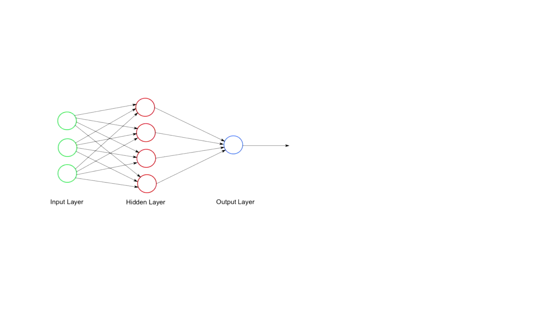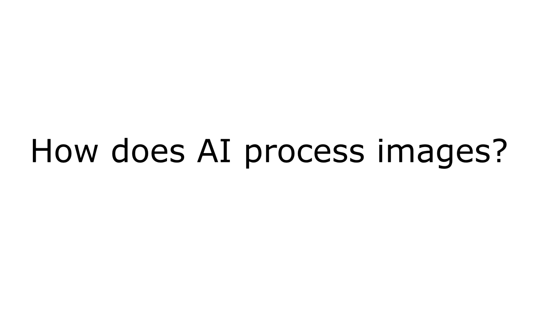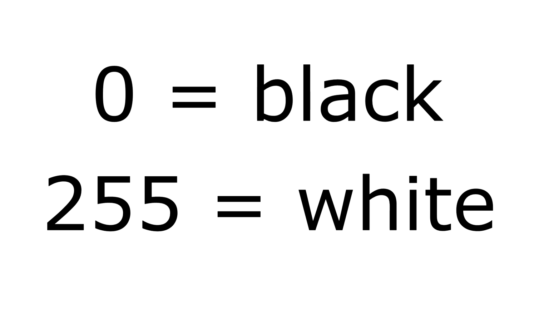I've just created a neural network that can classify images of hands making rock, paper, and scissors using transfer learning and image processing. But first, how does AI process images? Let's say you have a grayscale image that's 6 by 6 pixels. Each pixel has a value from 0, which is black, to 255, which is white.